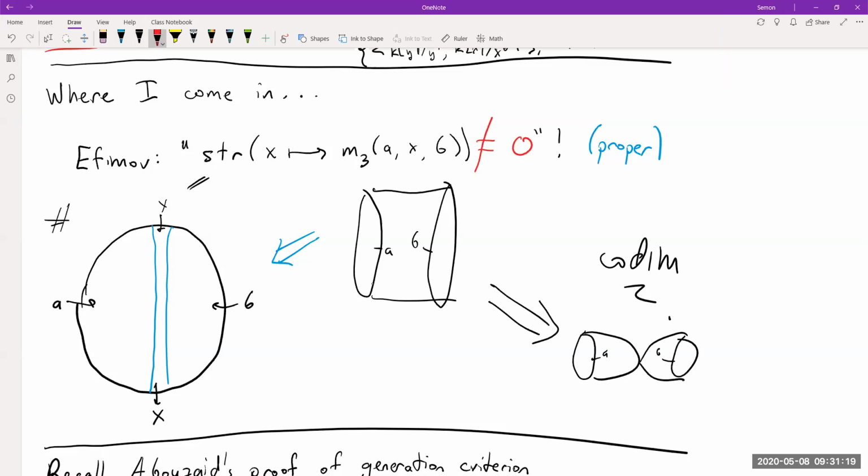By the way, there's a question from Paul Seidel. Paul? Yeah, sorry. I was just wondering, this is a chain map, X goes to M3 of A, X, B? So A and B are co-cycles, is this? Yes. There's a formula I'll show later, which is derived by Efimov. That'll show in two slides. I'm not sure I can write down the formulas right now offhand. But yes, A and B are meant to be co-cycles. I mean, they're meant to be Hochschild cycles. In particular, they're just cycles.